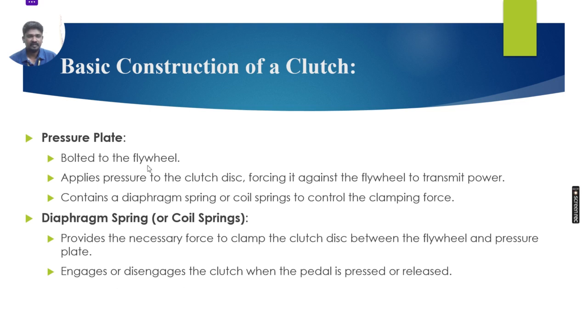Next is the pressure plate. It is bolted to the flywheel and applies pressure to the clutch disc, forcing it against the flywheel to transmit power. It contains a diaphragm spring or coil spring to control the clamping force. Next is the diaphragm spring. It provides the necessary force to clamp the clutch disc between the flywheel and the pressure plate. It engages and disengages the clutch when the pedal is pressed or released.